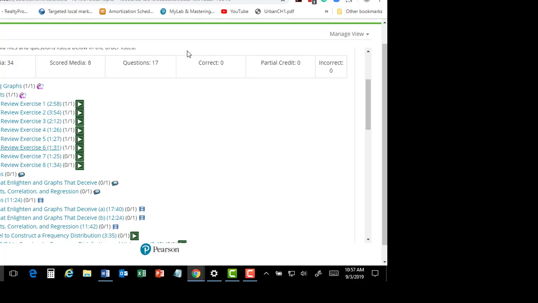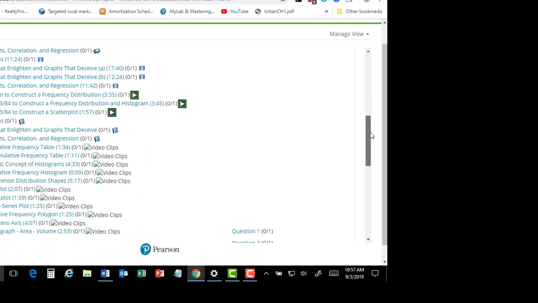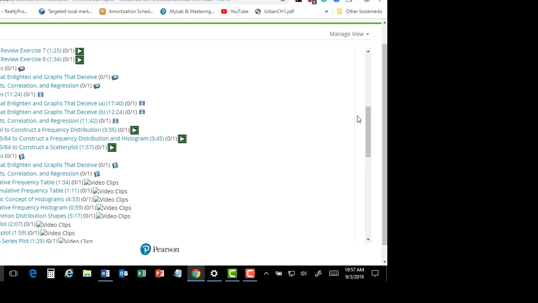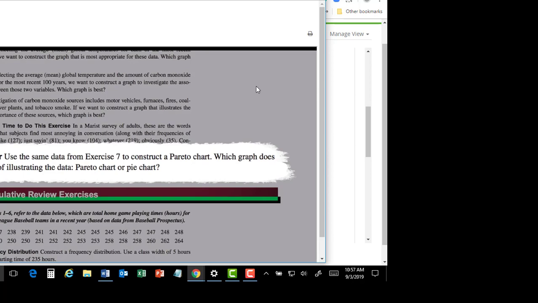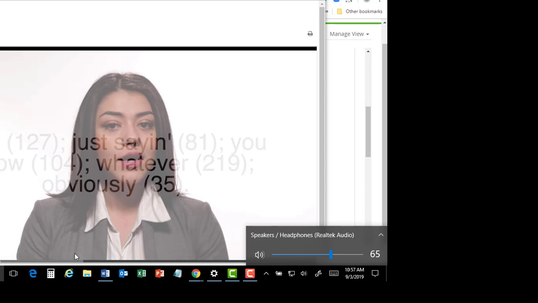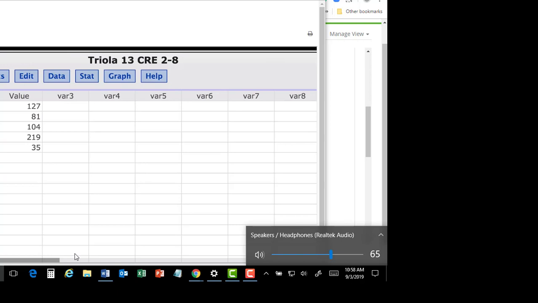So each one of these is a little movie. The idea is that you look through it before you start doing the homework, which is right here. You can watch one of these. They're actually very good. This shows you how to put it into the software. If you get stuck, this is really nice, because StatCrunch is a software program to do your calculating.